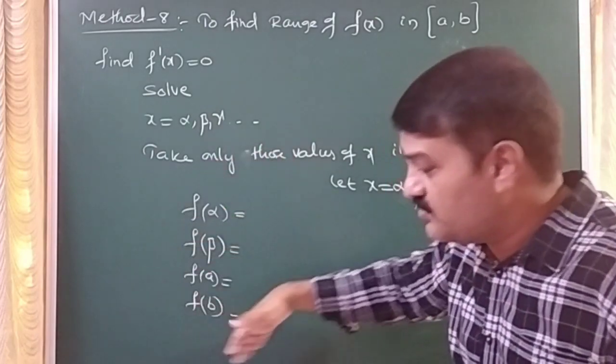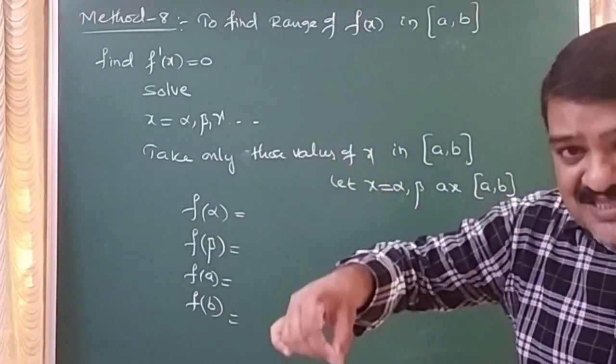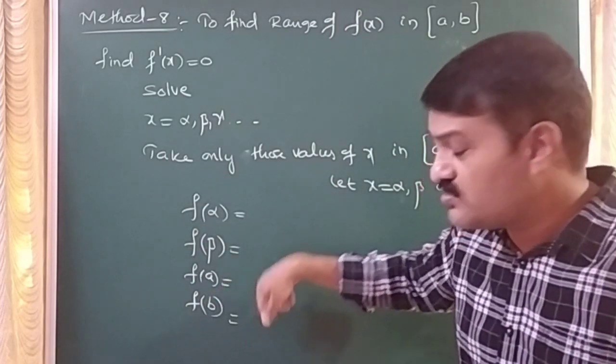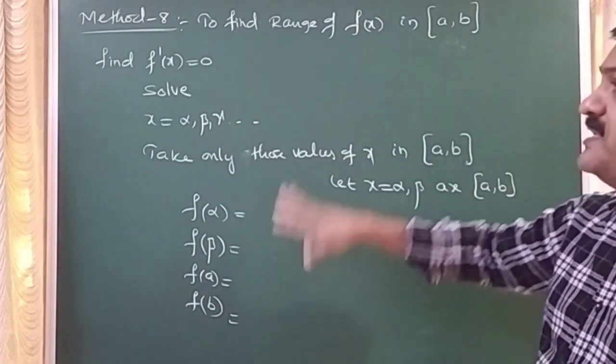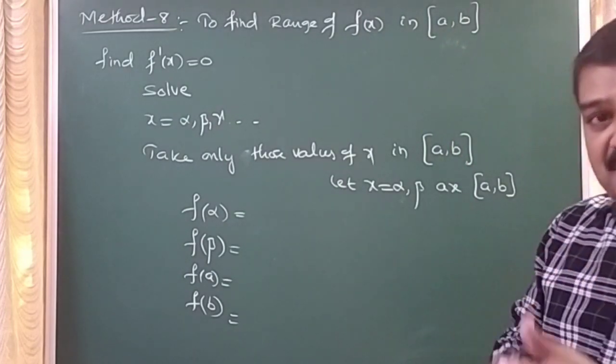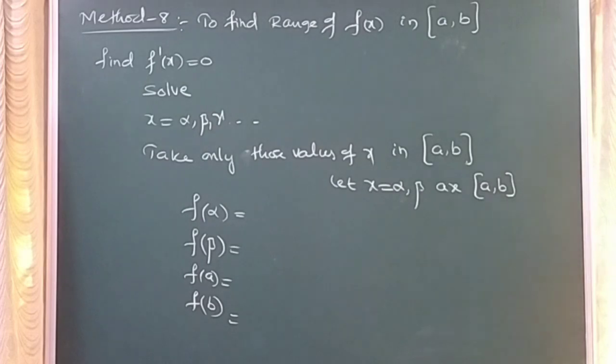Among all these values, whatever is least, that will be the minimum value of the function. Among all these values, whatever is higher will be the maximum value of the function. So you will get minimum, maximum, with which we can write the range of the function. So let us do a simple example based on this method.